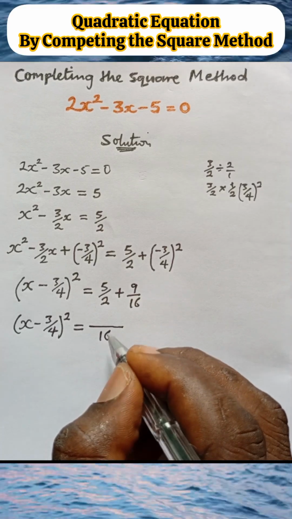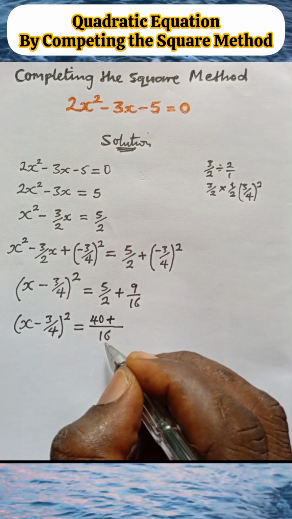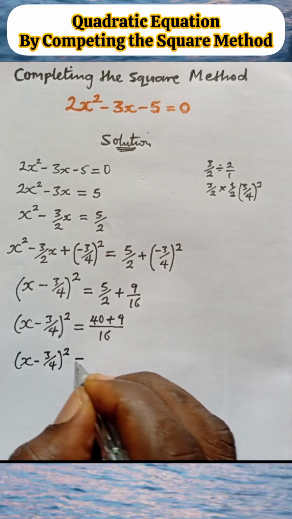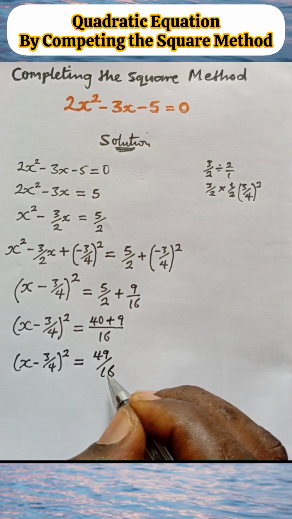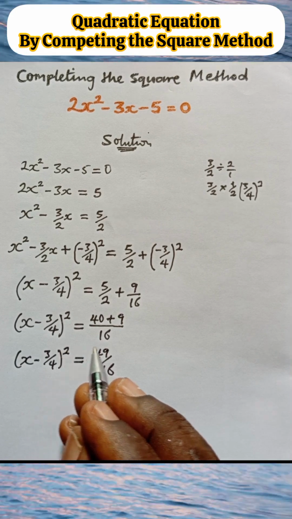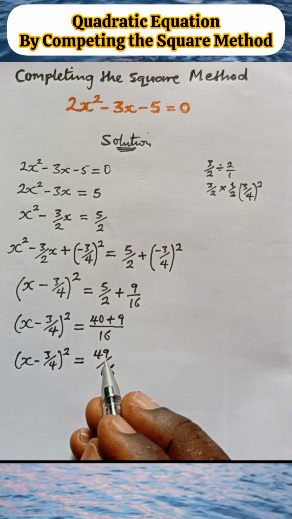16 divided by this 2 is 8. 8 multiplied 5 is 40. Then 16 divided by 16 is 1. 1 multiplied 9 is 9. Then again we have here 40 plus 9 is 49. All over what? 16. At this point, this exponent crosses over this way to come and form square root over the terms at the right hand side.